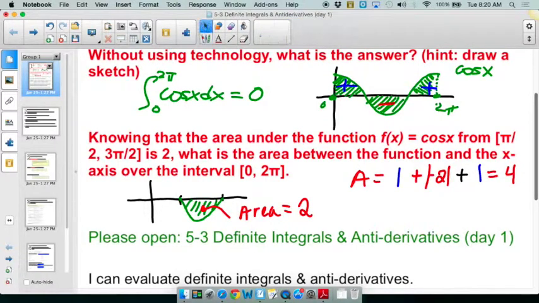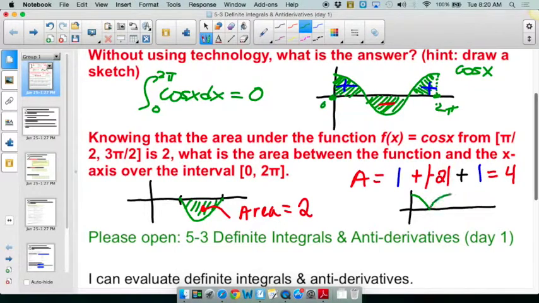In other words, what I'm really looking at when I'm being asked to find the area, I'm really looking at this. Does that make sense? I'm really looking at that. That's the absolute value of integrating cosine of x. Right? We're just flipping everything positive. Okay. How are we doing so far?